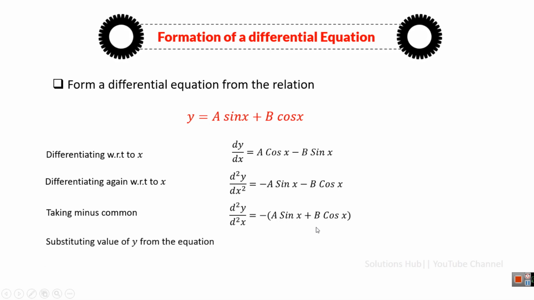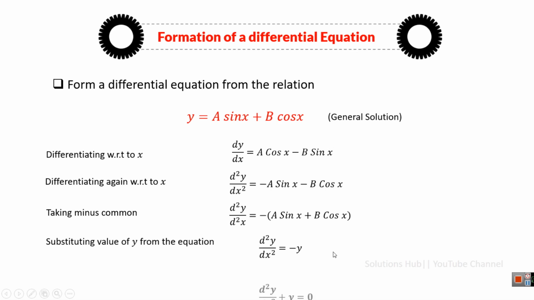So we will substitute a sin x plus b cos x equal to y here. Substituting the value of y from the equation we are given, we will get that. And this minus y on moving towards the left hand side will become d square y over dx square plus y is equal to 0. So this is our required differential equation. So we have completed the task of forming the differential equation from the given relation.